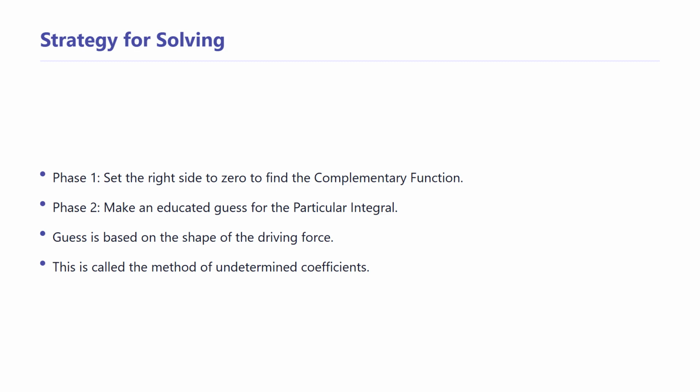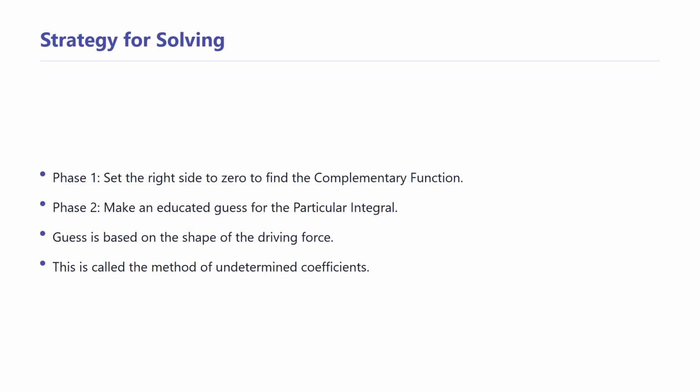Before we solve an actual equation, let us outline our strategy. We will split the problem into two manageable phases. First, we will find the complementary function. We do this by setting the right side of the equation to 0, creating a homogeneous equation, and finding its roots. Second, we will find the particular integral.